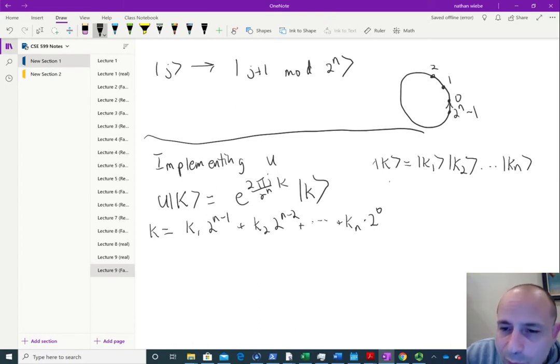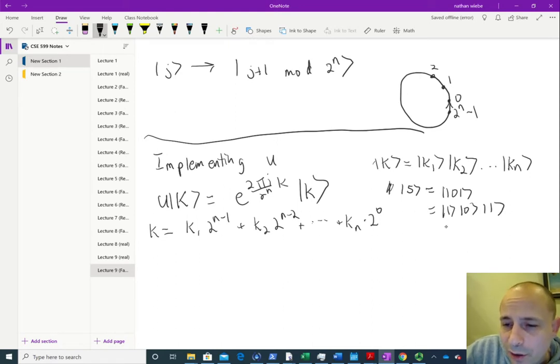Just like if we had, let's do a simple example. Let's say we do 5, right? That's equal to 1, 0, 1. And here, this would be k1, this would be k2, and this would be k3. Okay, so you see the idea behind this.